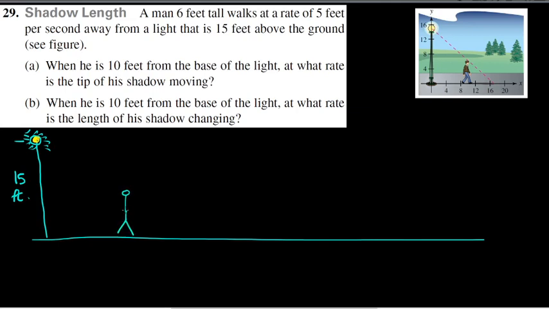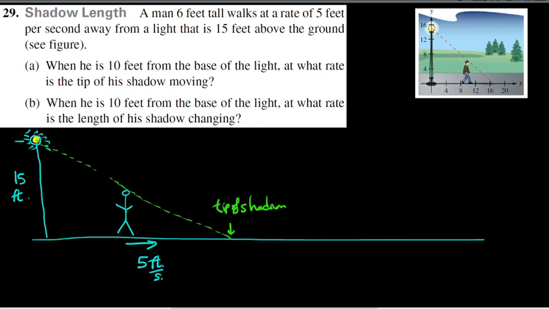Draw my little stick figure. There we go. There's the guy walking this way at a rate of 5 feet per second. And the guy casts a shadow, so the light beam is going this way. And here is the tip of the shadow, right here.